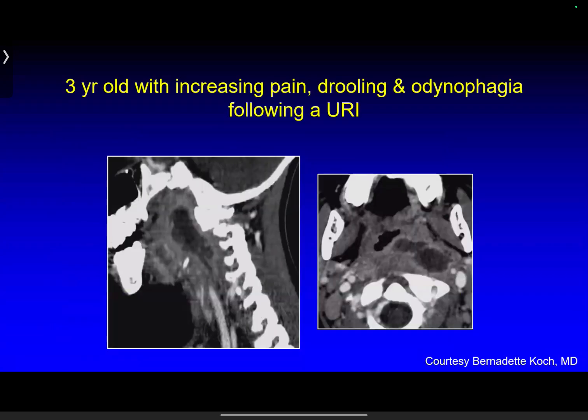The next patient in the ER is a 3-year-old with increasing pain, drooling, and odynophagia following an upper respiratory tract infection. A CT neck with contrast was obtained and demonstrated a multi-septated, large, rim-enhancing fluid collection within the retropharyngeal space, asymmetric to the left with extensive surrounding inflammatory changes, mass effect on the oropharyngeal airway. The sagittal reformats show the extensive craniocaudal extent of this retropharyngeal abscess.